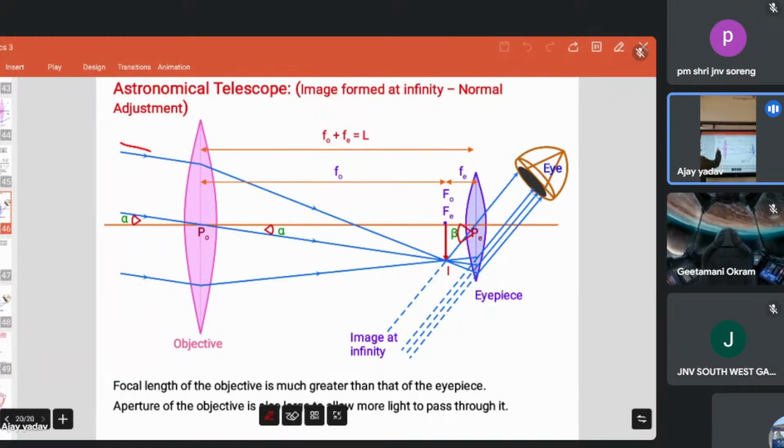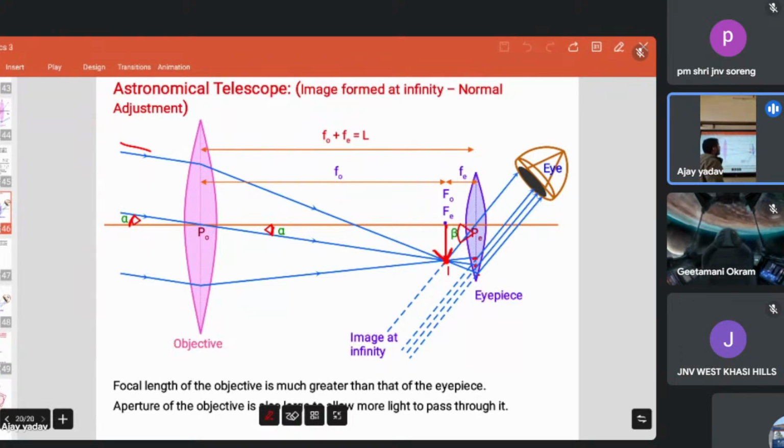Consider this angle is alpha for the object, so this is also alpha. After refraction from the lens, the rays are incident on the eye lens, and all are cutting here. So this is the inverted image, and this image from the objective lens will act as an object for the eye lens. So these are the refracted rays.